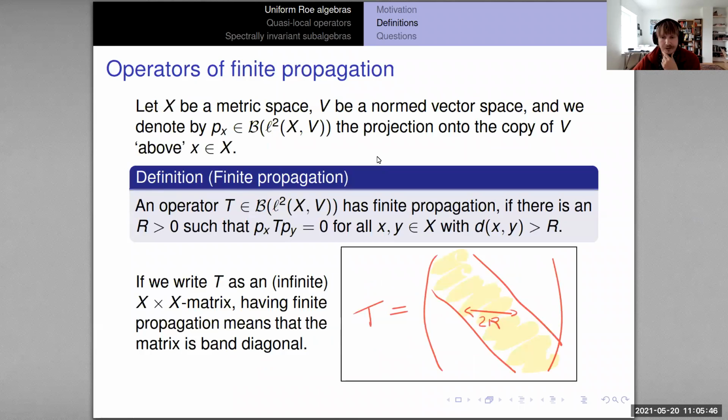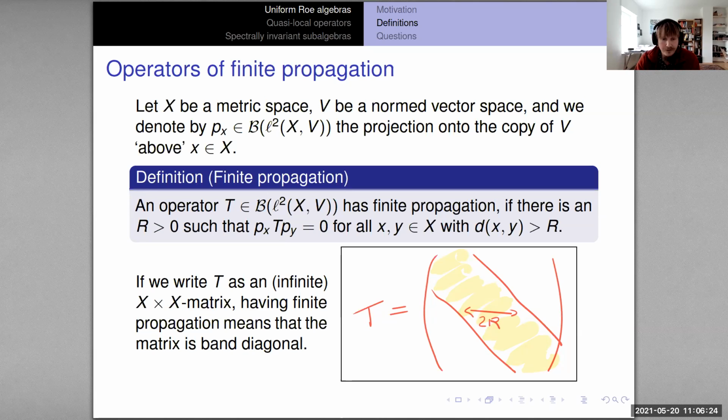So what we can also do, if you want a picture of this operator T, which is somehow nice to have in your mind, is you can write T actually as an infinite X times X matrix, so a matrix whose rows and columns are indexed by the points of X. And then having finite propagation just means that the matrix you got is band diagonal. So in this picture, if your bound is R, like in the definition, then the diameter of this band will be 2R because you can go in both directions in this band.